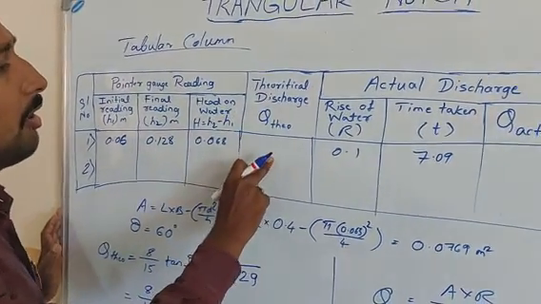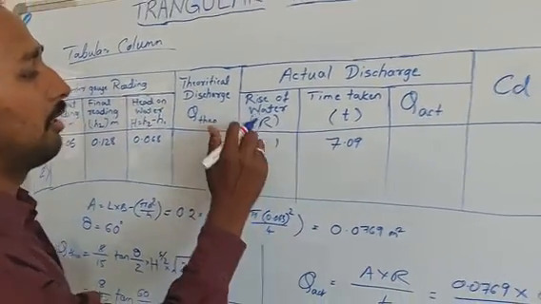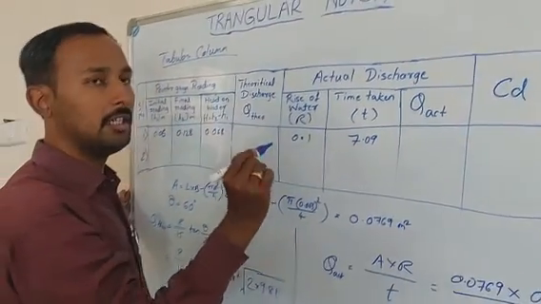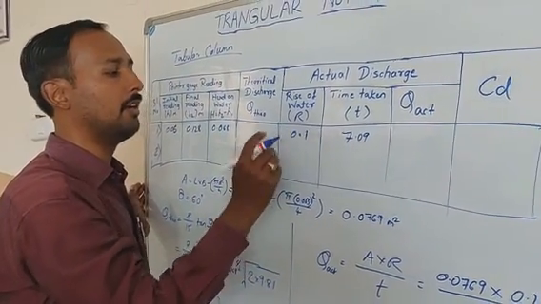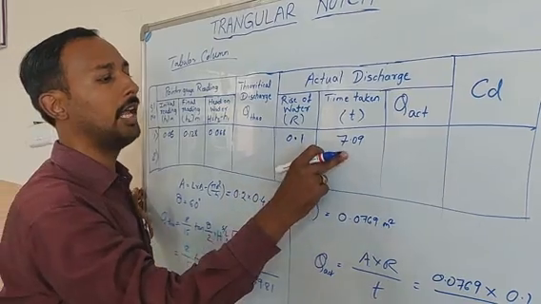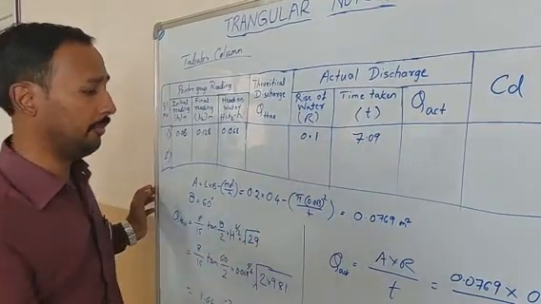Next, this is the theoretical result. For the actual result, the rise of water is 10 centimeter, so divided by 100, 0.1 meter. And time taken is 7.09.